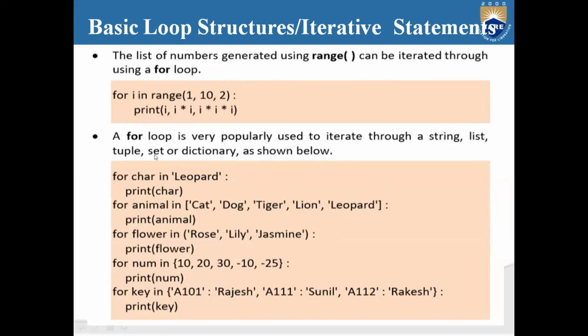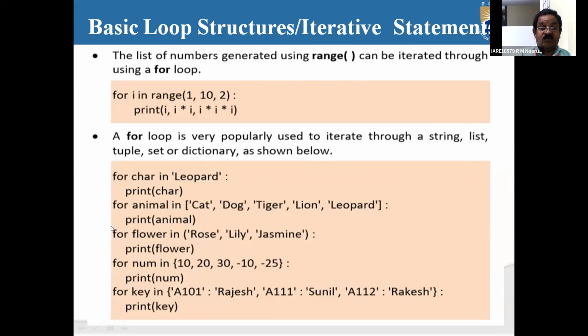Now this for loop can also be made use of with other sequences. That is, for variable in sequence, right? That particular sequence may be a string, a list, a tuple, a set, or a dictionary. Here we have given 5 examples: one for string, another for list, another for tuple, this one for set, and this one for dictionary.